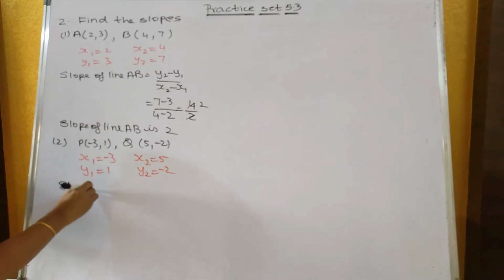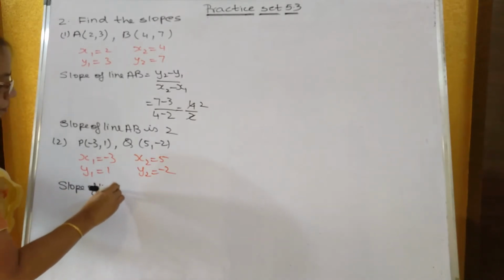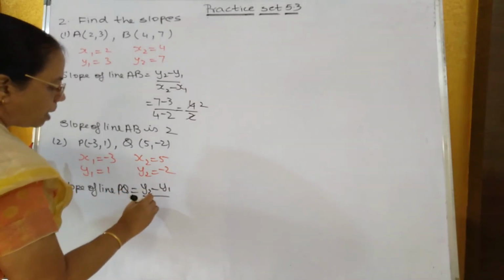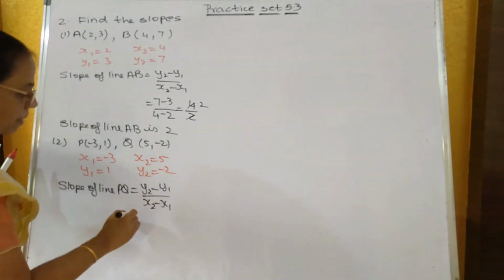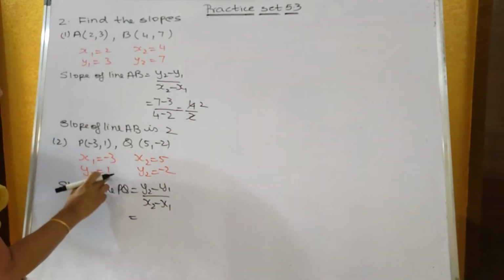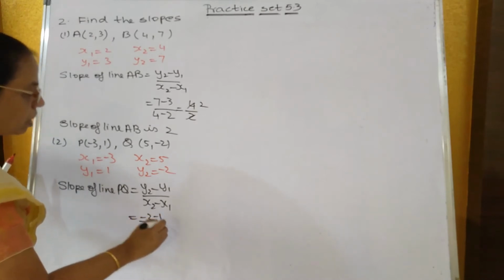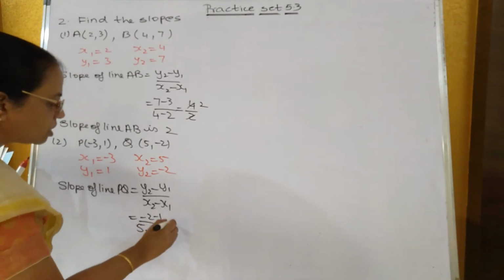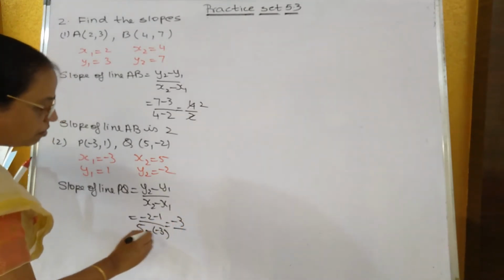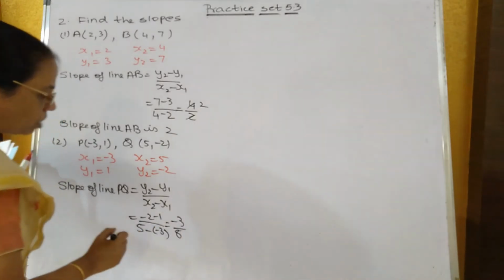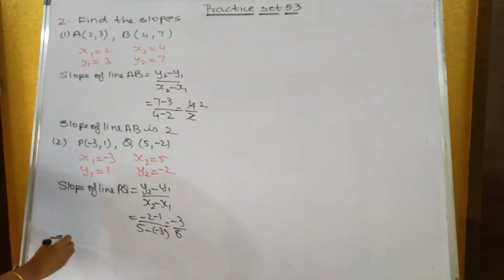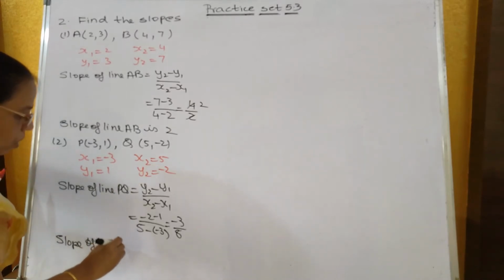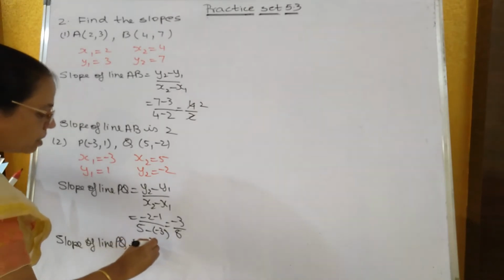Slope of line PQ is equal to y2 minus y1 upon x2 minus x1, that is equal to minus 2 minus 1 upon 5 minus into minus 3, that's equal to minus 3 upon 5 plus 3, which is 8. So the slope of line PQ is minus 3 upon 8.